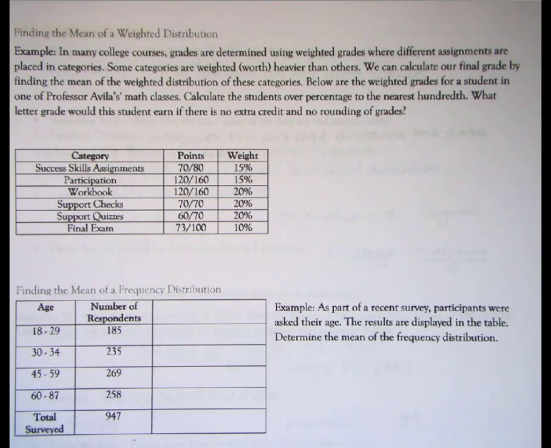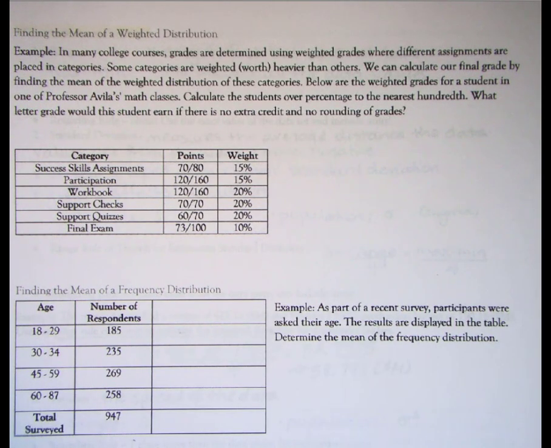In order to calculate the student's overall percentage to the nearest hundredth, we want to be able to calculate the mean of this frequency distribution table. And then we'll be able to determine what the student's letter grade is if there's no additional extra credit and no rounding of the grades.